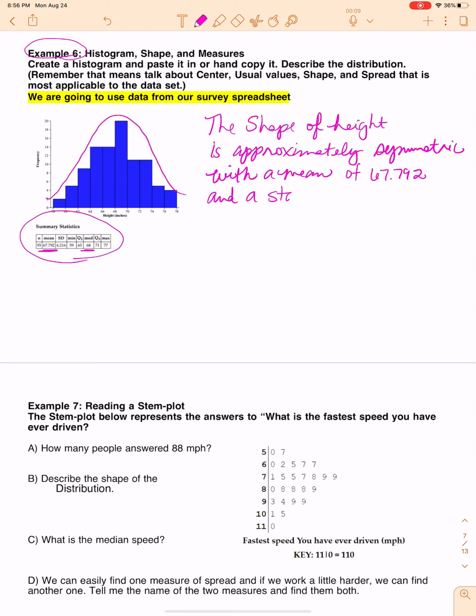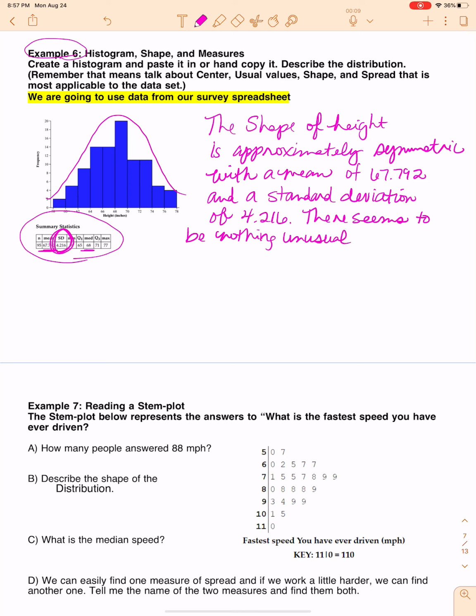and a standard deviation of, your standard deviation is right there, SD, of 4.216. There seems to be nothing unusual in the data set. Okay, so I'm just talking about it.